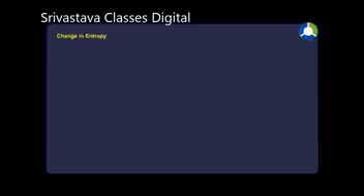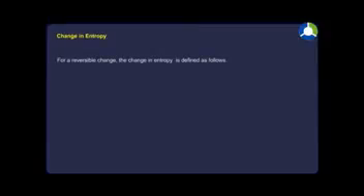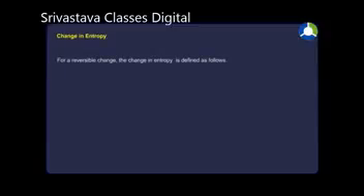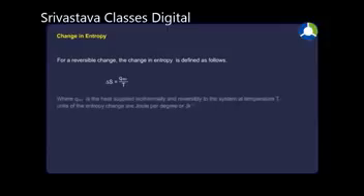Change in entropy. For a reversible change, the change in entropy is defined as follows. Delta S is equal to Q reversible upon T, where Q reversible is the heat supplied isothermally and reversibly to the system at temperature T. Units of the entropy change are joule per degree or joule per Kelvin.